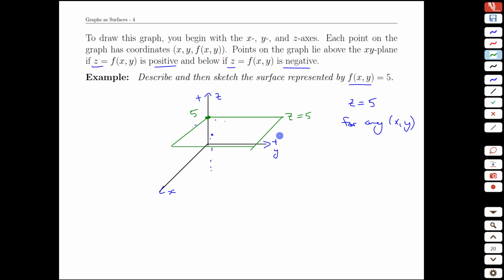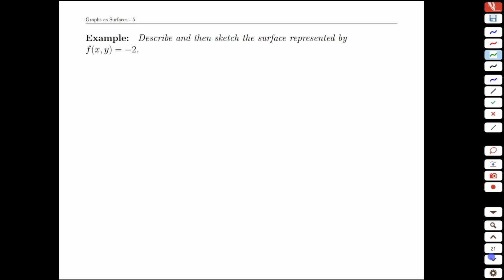Even with a simple example, you can already feel, I think, that there's some challenges in sketching functions of two variables. Let's imagine the similar surface, z equals -2, for all x's and y's.